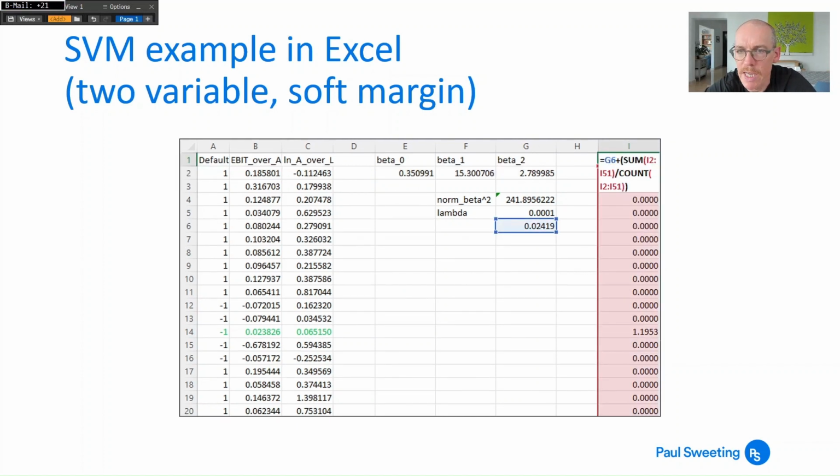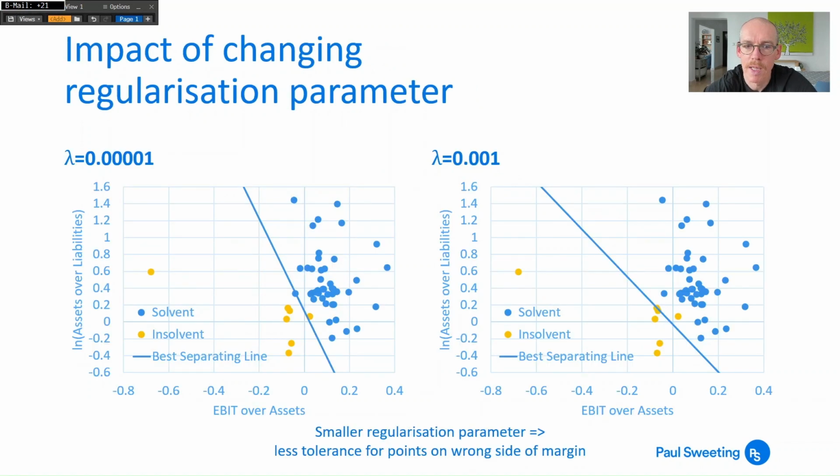And what we've got here is what we're going to be sticking into our optimizer, which is G6, which is lambda multiplied by the normal beta squared, plus the sum of all of those variables below divided by how many they are, so divided by capital M. And if you run that through the optimizer and you try to make that as small as possible, what you get is this kind of soft margin line.